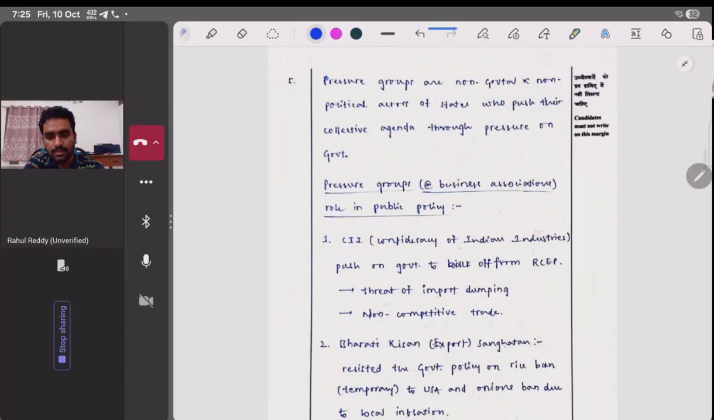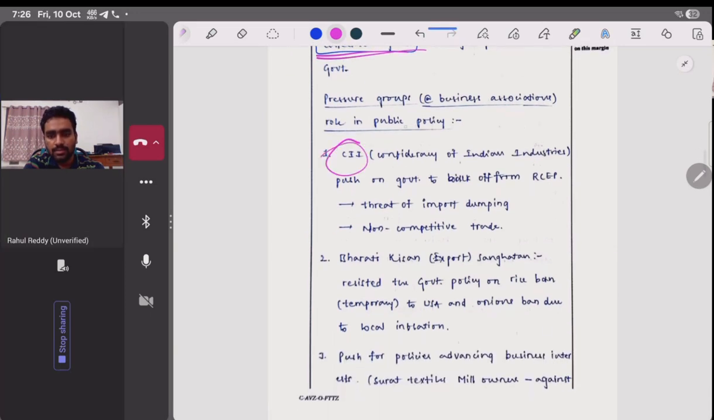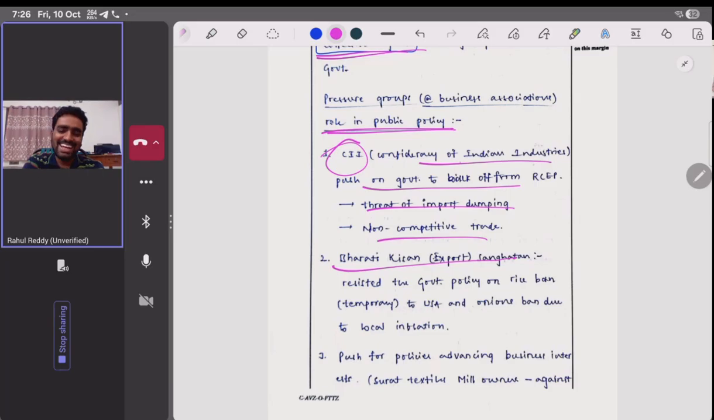Okay, now the pressure groups are non-governmental and non-political actors of a state who push their collective agenda through pressure on government. Now you have written collective agenda, so highlight it. Pressure group, for example, pressure group role in public policy, CII, Bharatiya Kisan Sangathan, Bharatiya Kisan Export Sangathan.